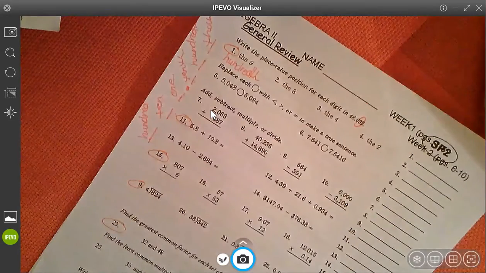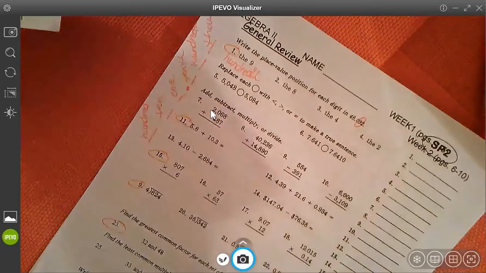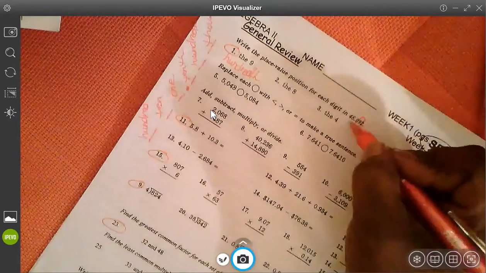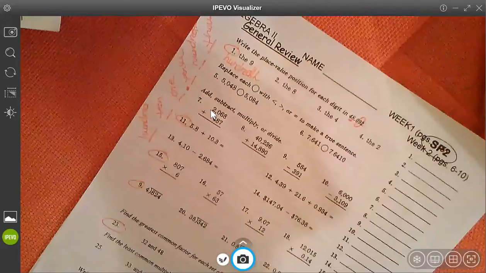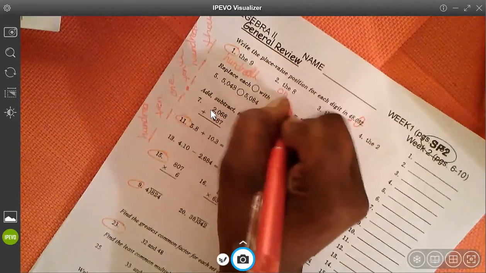So moving to the second one, then we have the 8, and what place would the 8 be? Since it's right in front of the decimal, that will be our ones place, so 8 would be in the ones place.